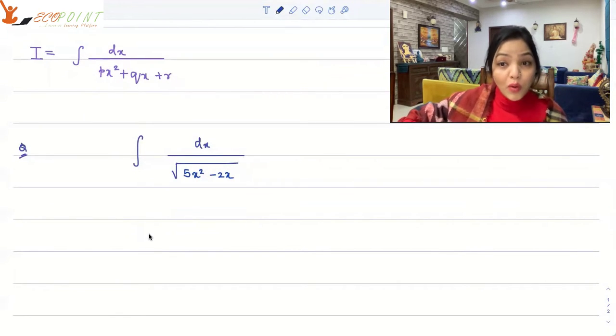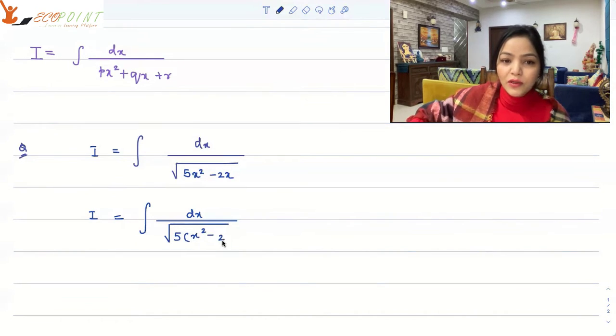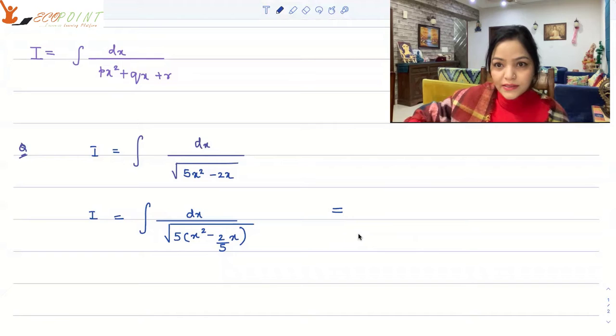The procedure will be quite similar. Let's see what we can do here. So this is your I. So I is equal to, what I can do is, I can take root 5 common. So in the square root, I'm going to take 5 common. So hence I'll be left with x square minus 2 by 5x. Okay? Now that means I can take out this 1 upon root 5 and keep it outside the integral.